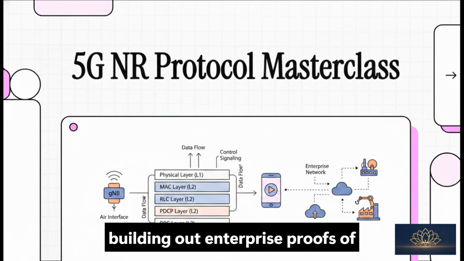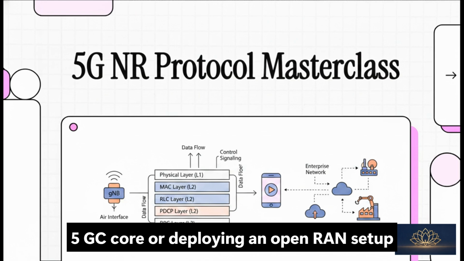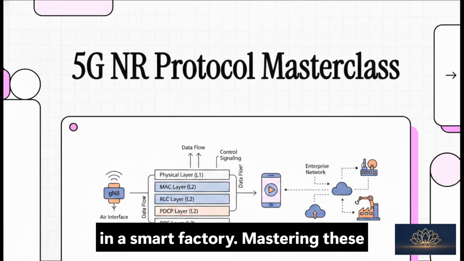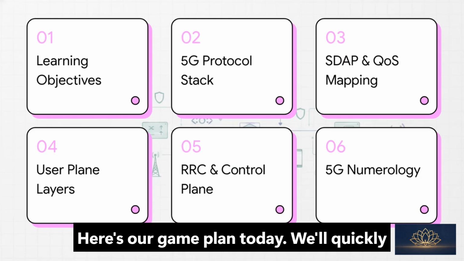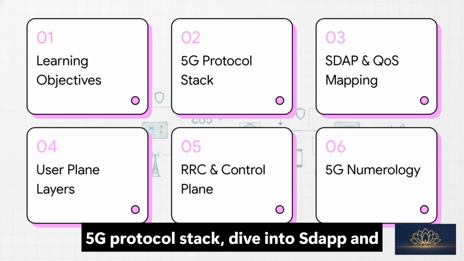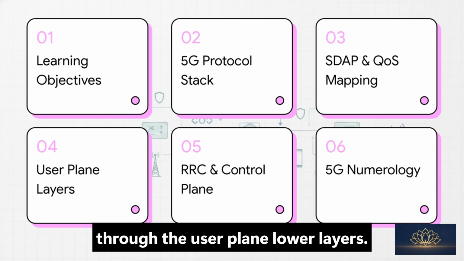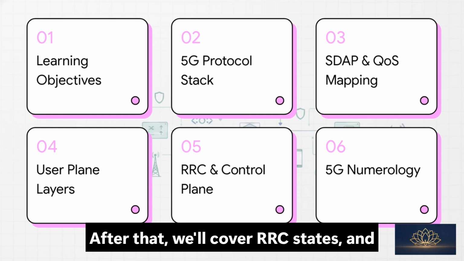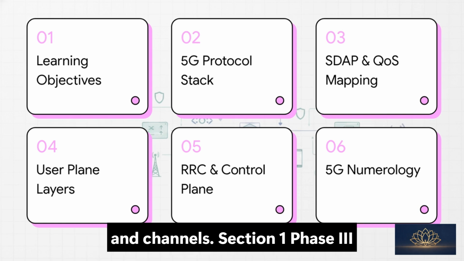For those of you tasked with building out enterprise proofs of concept, maybe you're spinning up a free 5GC core or deploying an Open RAN setup in a smart factory, mastering these layers is absolutely critical for your scalability and resilience strategies. Here's our game plan today. We'll quickly hit our learning objectives, map out the 5G protocol stack, dive into SDAP and QoS mapping, and then work our way down through the user plane lower layers. After that, we'll cover RRC states, and finally, we'll wrap up with 5G numerology and channels.